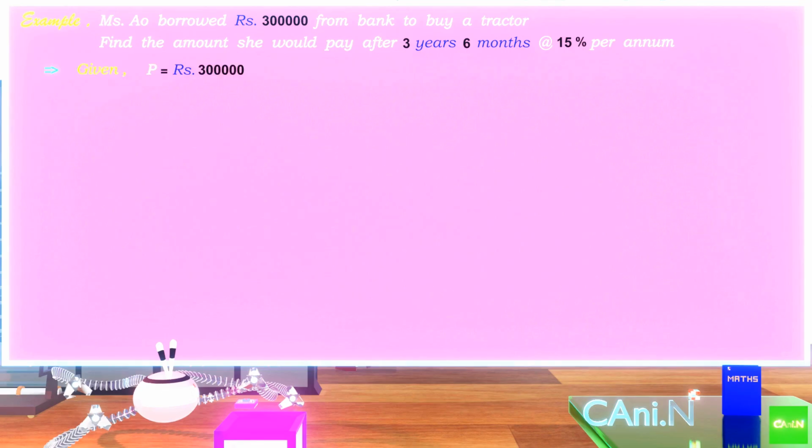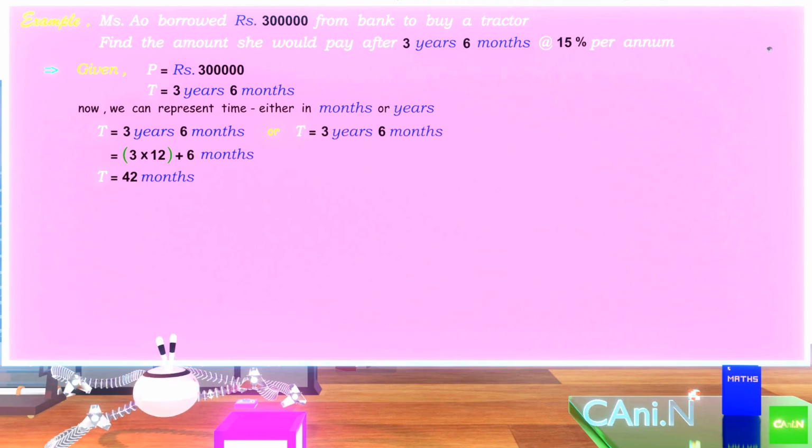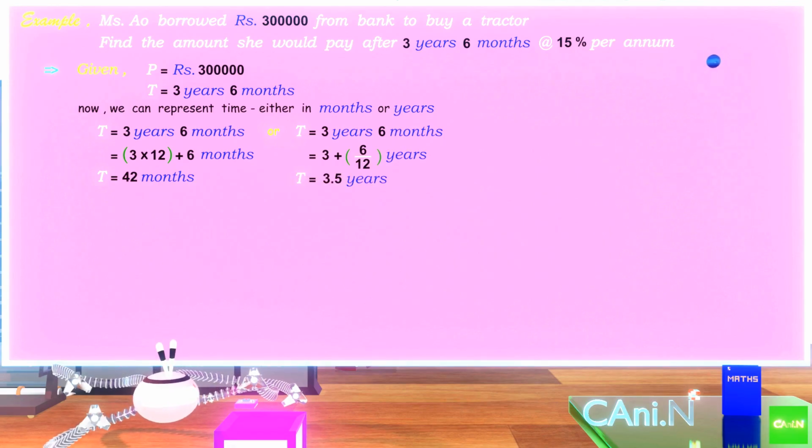Given, principal equals rupees 300,000. Time equals 3 years 6 months. Now, we can represent time either in months or years. So, time equals 3 years 6 months. This can be written as 3 into 12 plus 6 months. Time equals 42 months. Or, time equals 3 years 6 months. This can be written as 3 plus 6 divided by 12 years. Time equals 3.5 years. Now, rate equals 15% per annum.